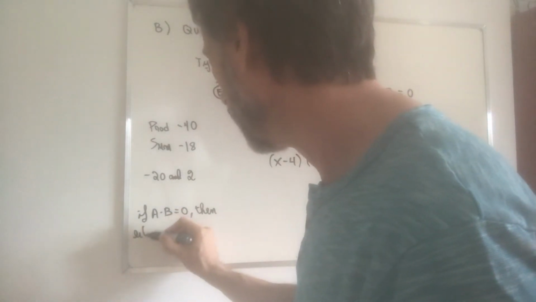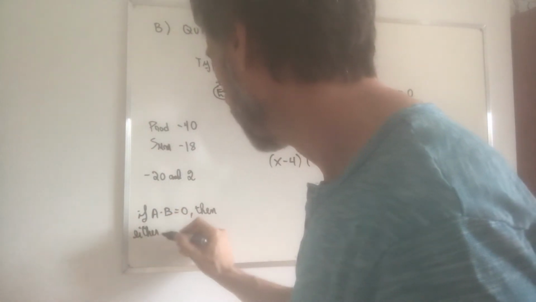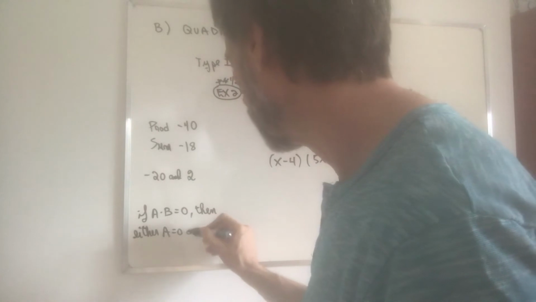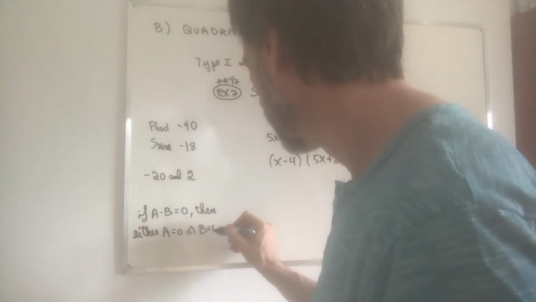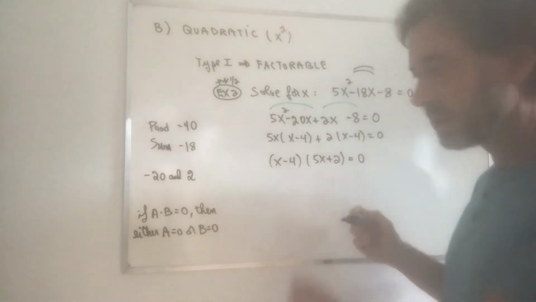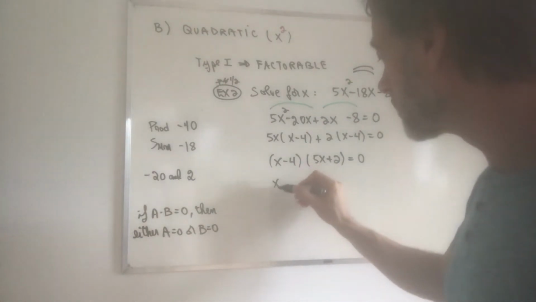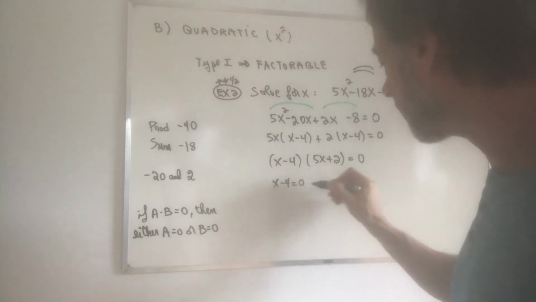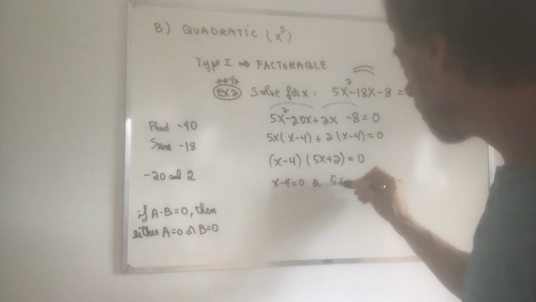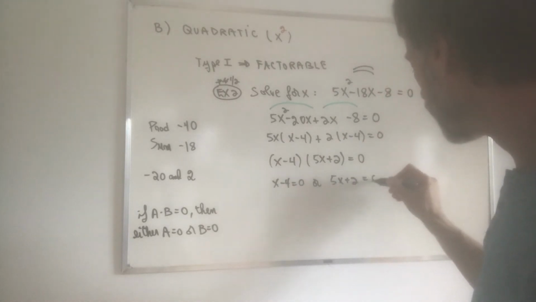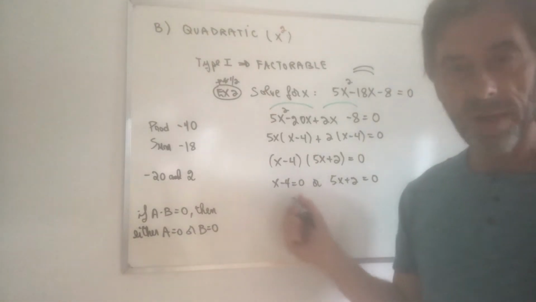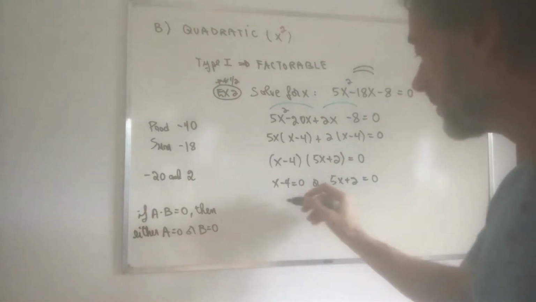Then either a is 0 or b is 0. So I'm going to apply this principle here, thinking of this as a, thinking of this as b. So I'm going to be saying x minus 4 is equal to 0, or 5x plus 2 is equal to 0. And we are back to solving a couple of linear equations.